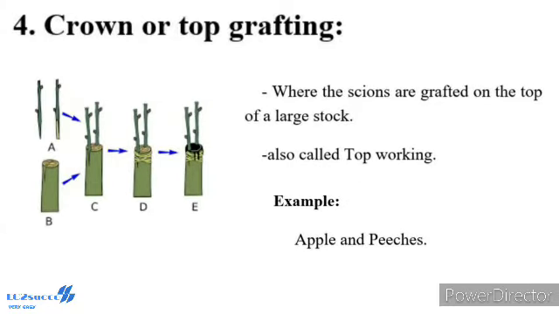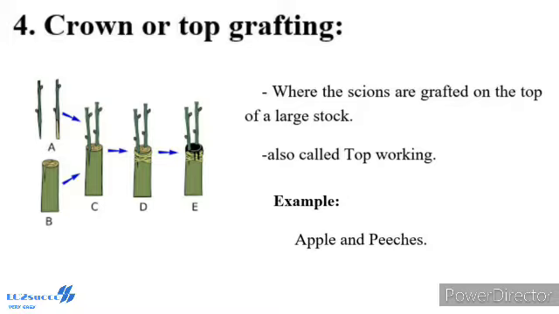Fourth one, ground or top grafting. It is a grafting where the scions are grafted on the top of a large stalk. Top grafting is also known as top working or ground grafting. In top grafting, the diameter of the stalk should be larger. A smooth cut is made at the top of the stalk, just above the ground level. Several notches or clefts are made on the cut surface of the stalk.